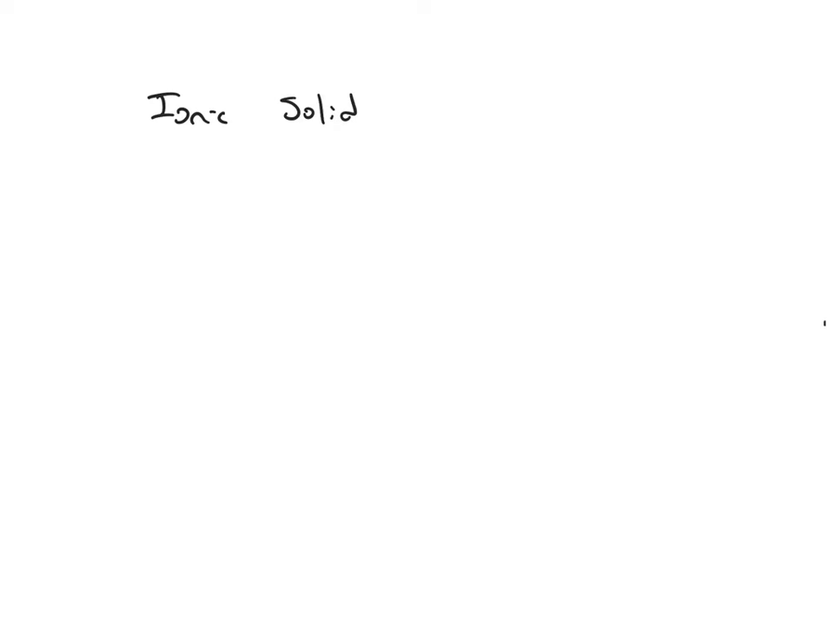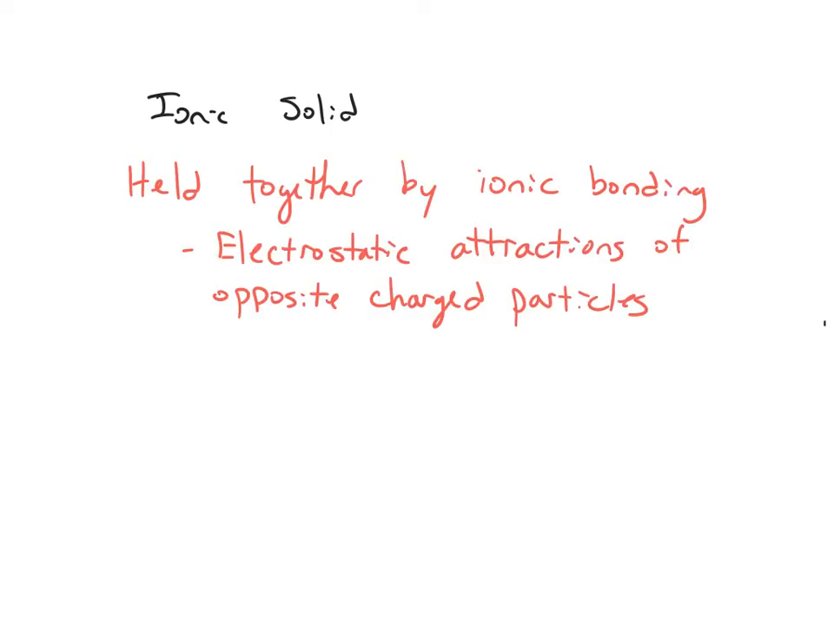Now, the principal difference between ionic solid and the other 2 I just mentioned is how the particles are held together. Ionic bonding, remember, are electrostatic attractions of opposite charged particles. So you got a positive and a negative particle held together. And ionic solids form crystalline structures that are known as crystal lattices.